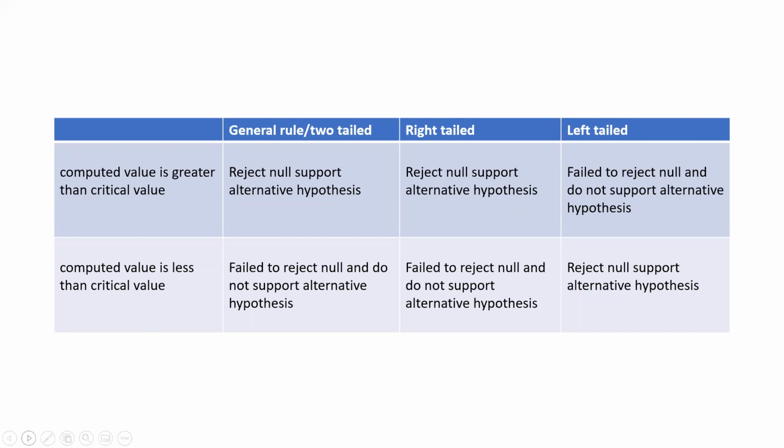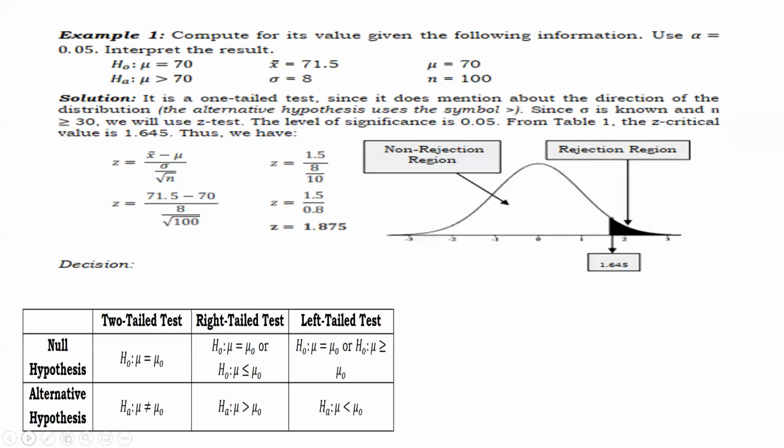Okay? So we also have the computed value is greater than the critical value, and the computed value is less than the critical value. So we have what we call reject the null and support the alternative hypothesis. Mamaya babalikan natin yan. Okay? So ipapasok ko rin to mamaya sa inyong GC para magamit nyo.